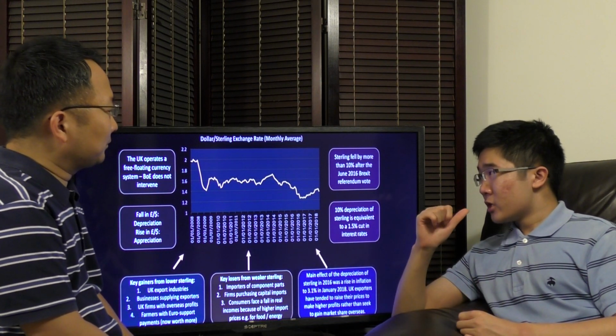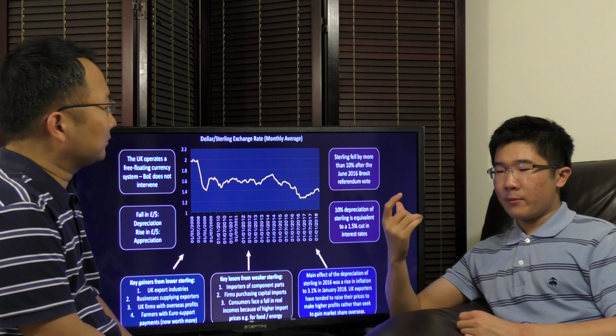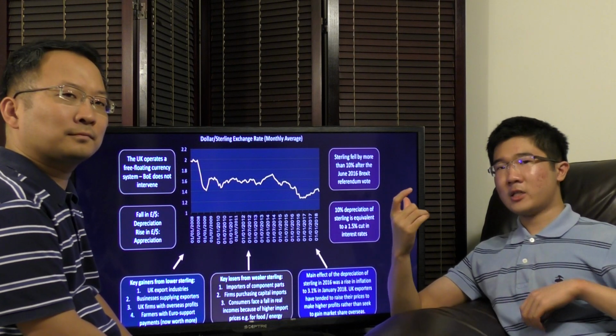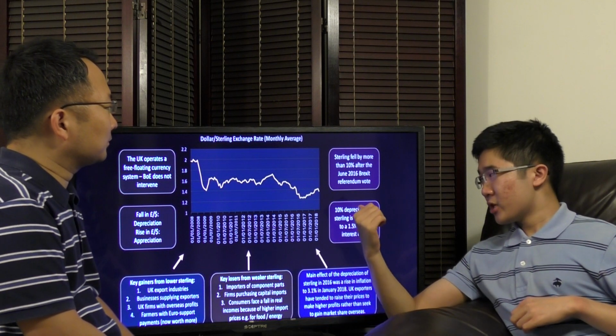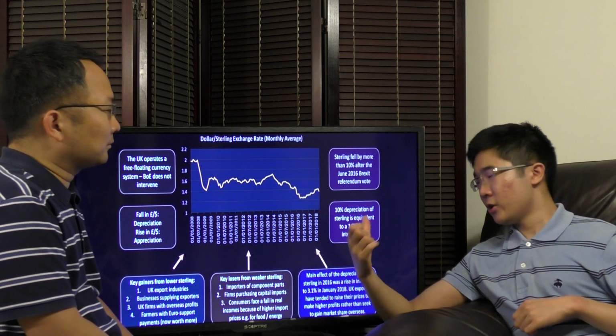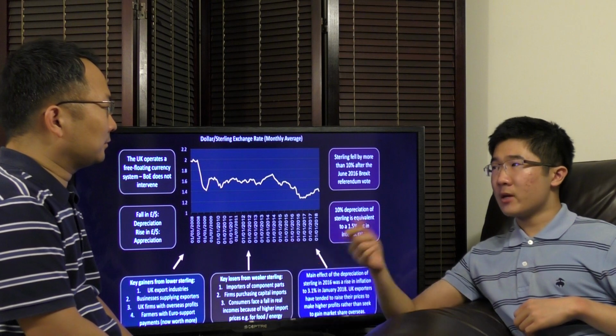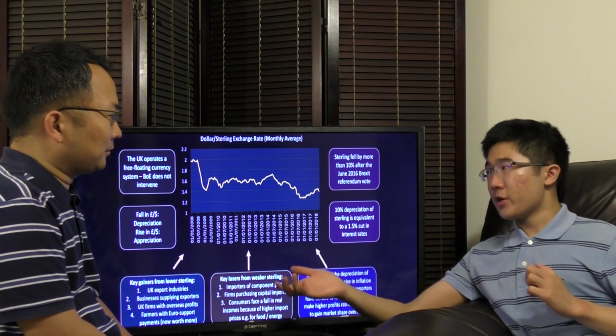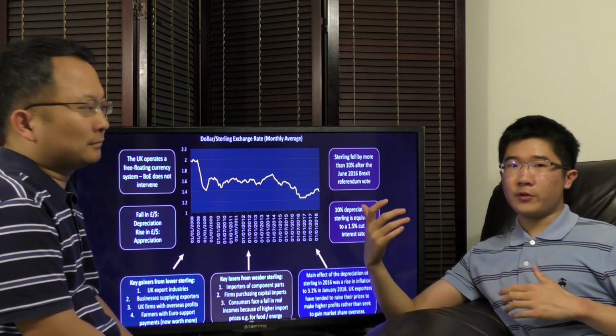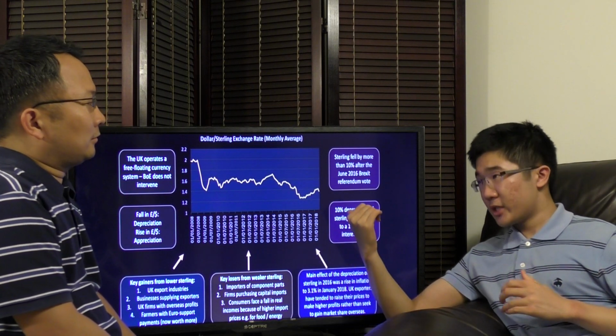However, it's important to mention that exchange rates are heavily affected by the forex market and by investors. A 10% depreciation of sterling is equivalent to a 1.5% cut in interest rates in the UK. Why? Because cutting interest rates decreases demand for the sterling, for the pound. And this causes depreciation, or lower value, for the sterling.